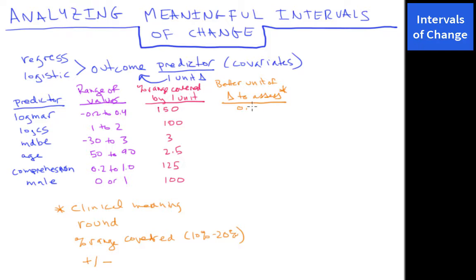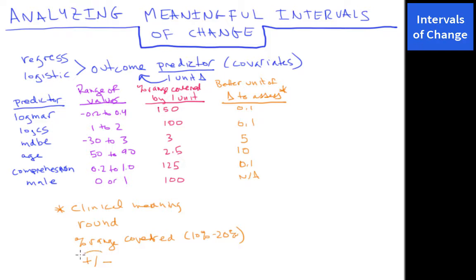So let's think about logMAR first. It turns out that a 0.1 difference in logMAR represents a 1-line change, which is also about 15–16% of the range of values observed. With log CS, we can also look at a 0.1 change. For mean deviation, we want to look at more than a 1 unit change, so we can look at something like a 5 decibel change. For age, we could look at about 10 to 20%, which may be about 5 years, but I think we all better understand what it means to be a decade older, and so 10 years might be better. Comprehension, we understand 10%, or a proportion of 0.1, to represent the difference between an A and a B or a B and a C, and so that might be good. And for male, there's really only one option here anyway.